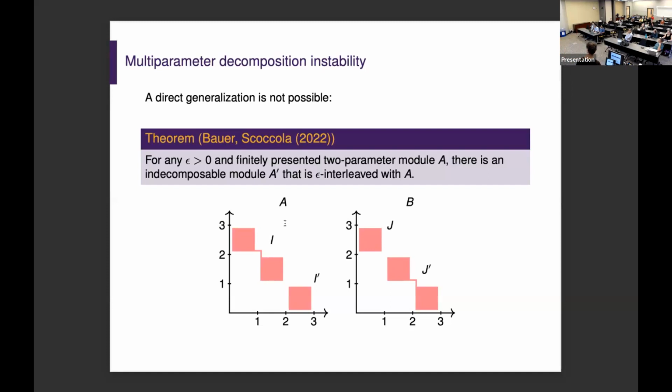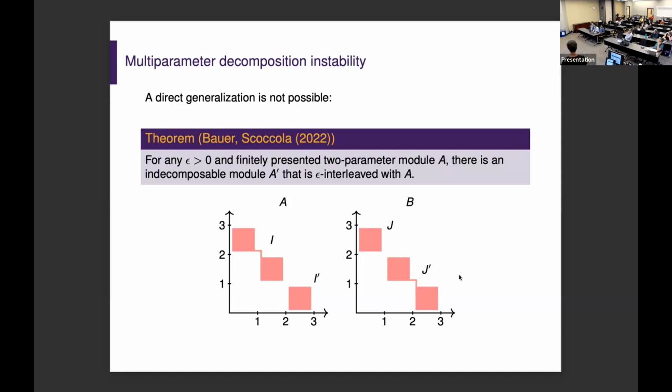But now if I look for a matching, then we can take, for example, I here, which is one of the elements of the barcode of A. And if I try to match this to some indecomposable in B, then, well, it's not similar to J, it's not similar to J prime. So there is just no good matching here. So this is one example where this stability of decomposition fails.